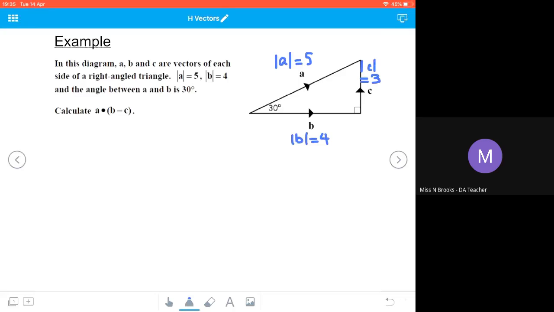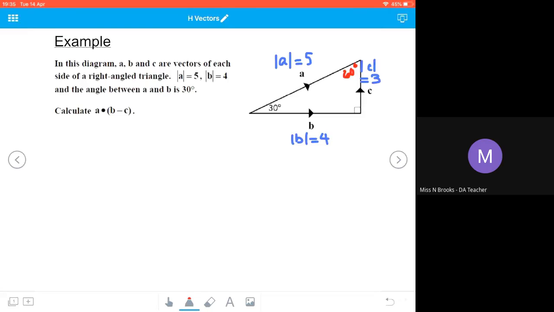We're also given some information about the angles. We're told it's a right angle triangle, and we're told that this angle between vectors A and B is 30 degrees. And using our properties of a triangle, we can then work out that the angle up here between A and C is therefore going to be 60 degrees.